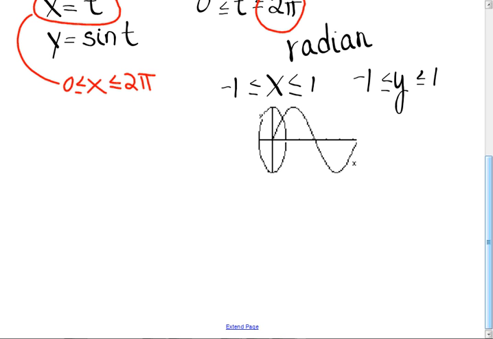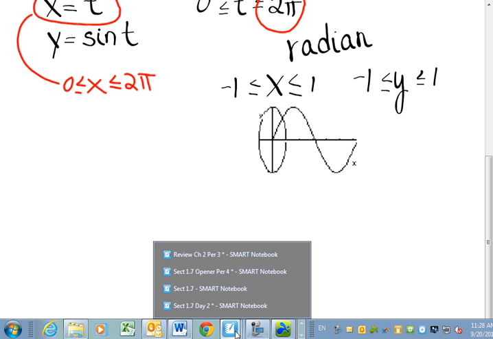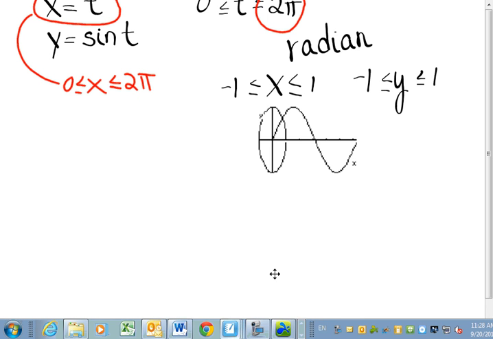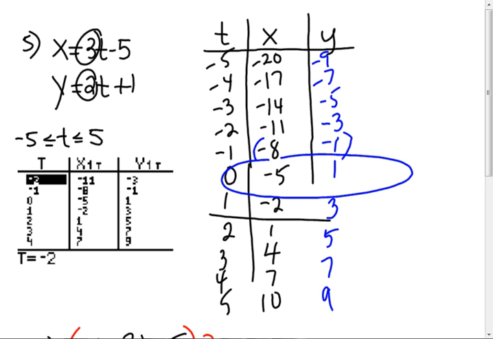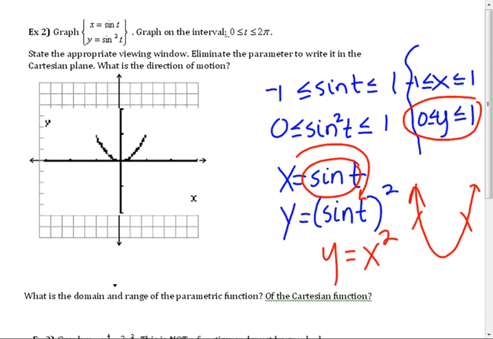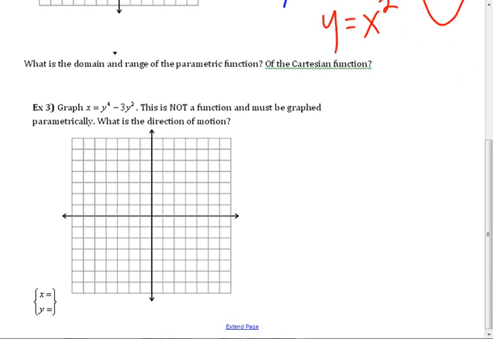Oh, want to finish the last one? Yeah, let's do that one. I think there's only one left, but let's do that. Are there 2 left? Oh, well, I thought I only had 1. Example 3. Okay, it's not a function.